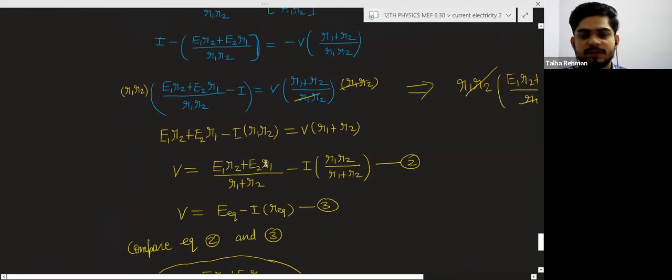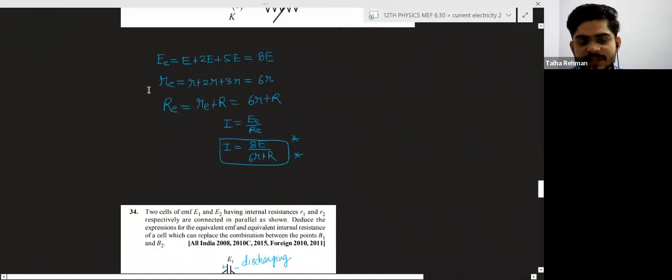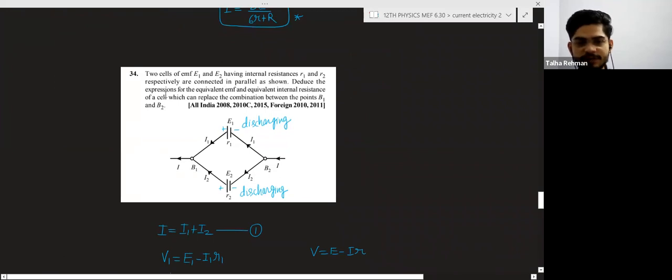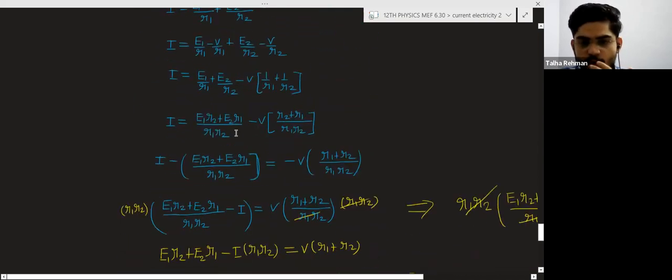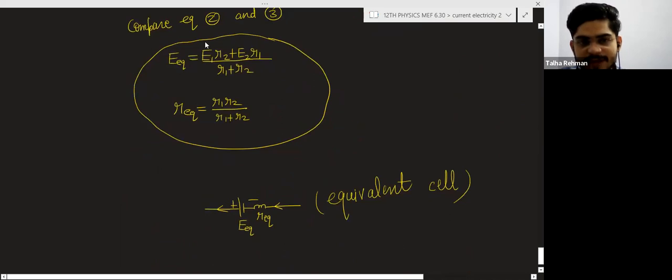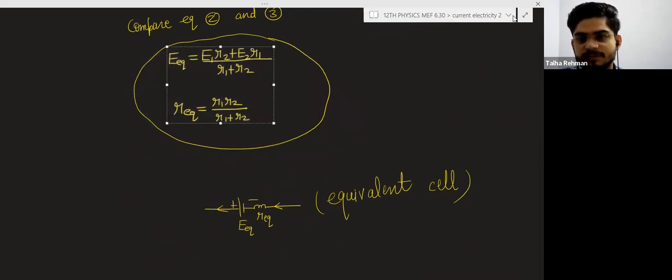See this. This is the same question. Here also two cells are connected in parallel, and they are different cells because they have different EMF and different internal resistance. You can see here. So the equivalent EMF and the equivalent internal resistance for the parallel combination is this.